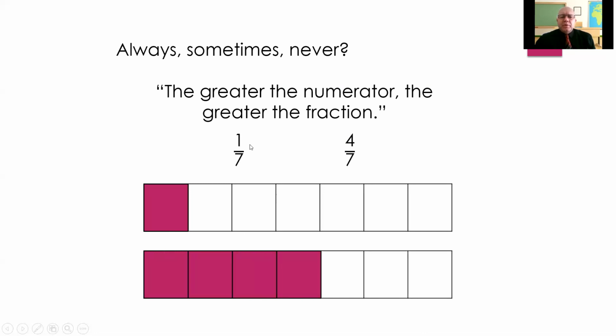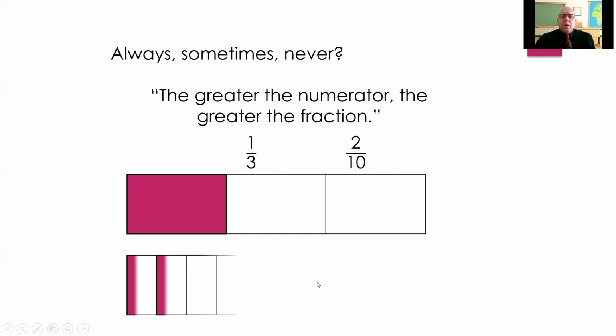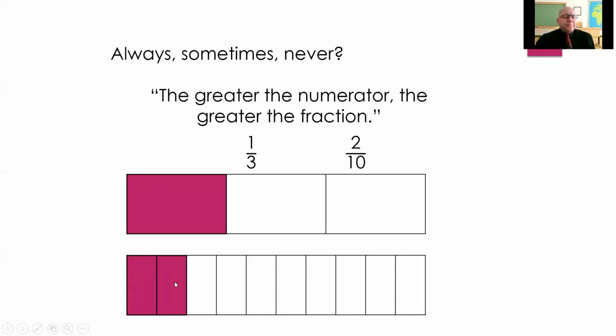So in this example, then yes, the larger numerator is the bigger fraction. But what about here? Our larger numerator is here with the 2. But here's 1/3, and there's 2/10. And hopefully you can see that the 1/3 is bigger. So in this case, the greater the numerator, the greater the fraction is sometimes true, but not always. There's an example where it's not true. So sometimes.